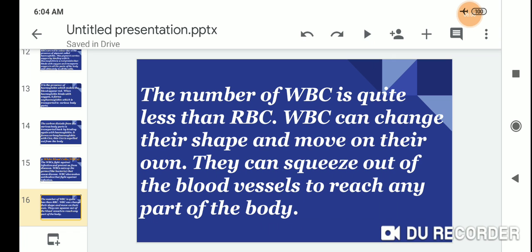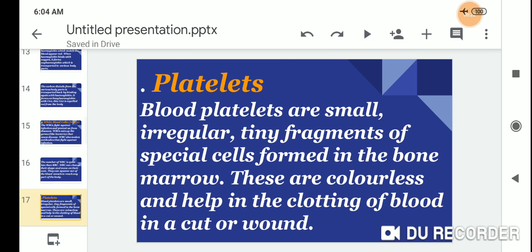The number of WBCs is quite less than RBCs. Can they change their shape and move? Yes, they can squeeze out of the blood vessels to reach any part of the body. Platelets.